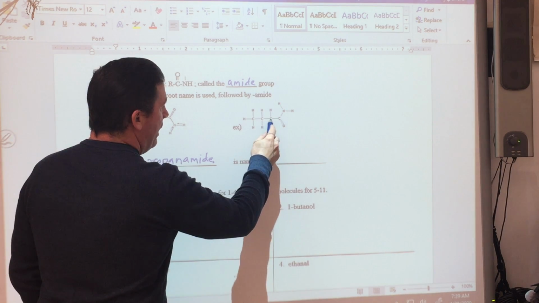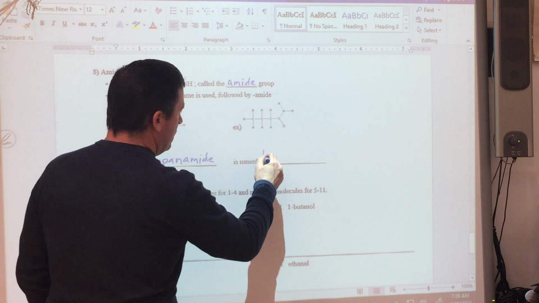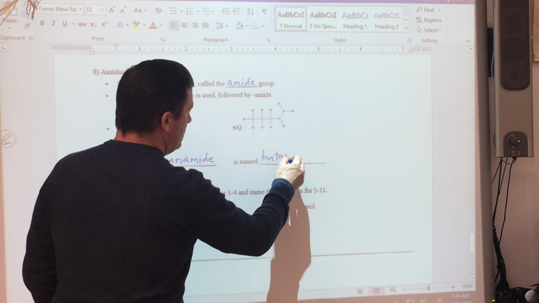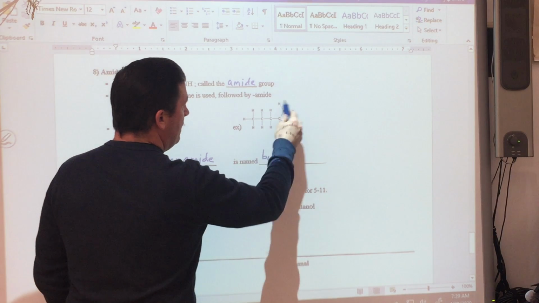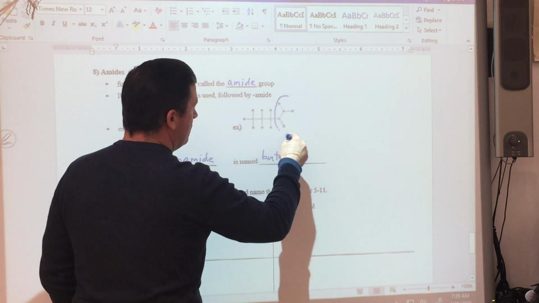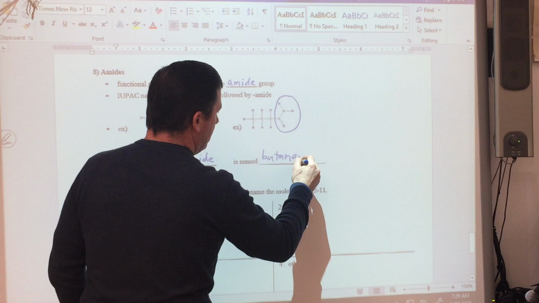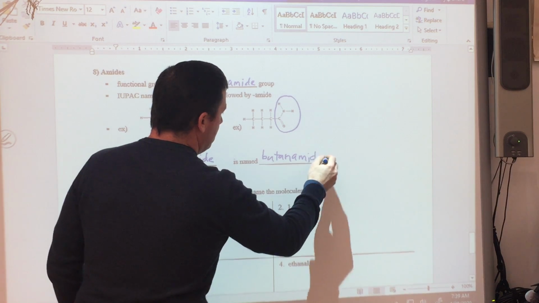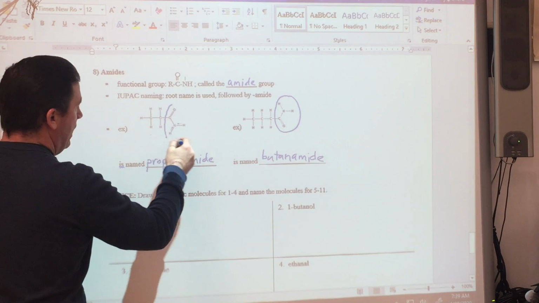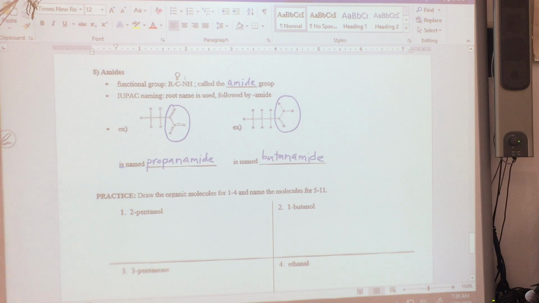Here's meth, eth, prop, but. So I'm going to use butane, so that's butan. And then this whole thing here is the amide group, butanamide. Here's your amide group. All right, so those are your 8 functional groups. You should be able to recognize them and name them.